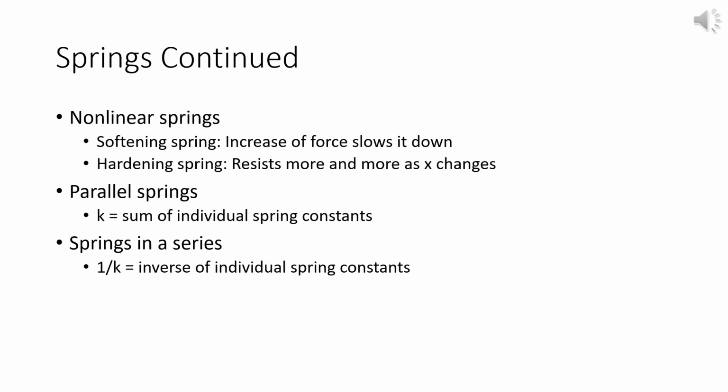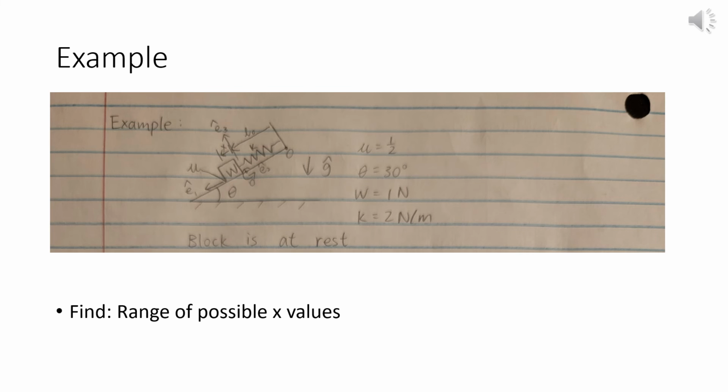For nonlinear springs, there are two types. Softening springs refer to those that slow down as force increases. Hardening springs refer to those that resist more and more changes. For parallel springs, the spring constant is equal to the sum of individual spring constants. And for springs in series, the inverse of the spring constant is equal to the sum of the inverses of individual spring constants.